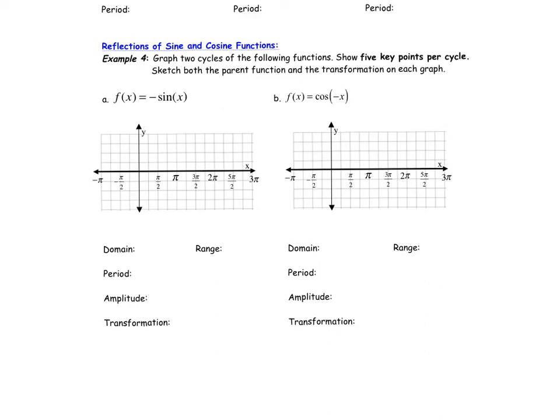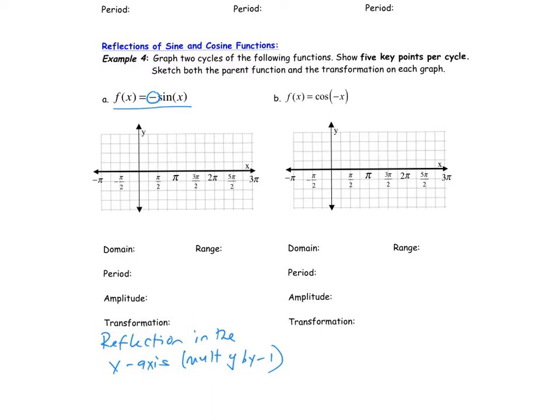In note 6.4, part 3, example 4, we're going to graph reflections of sine and cosine functions. The first graph that we're going to make is f of x equals negative sine x. When we have a negative outside the function, the corresponding transformation is a reflection in the x-axis. This is because that negative 1 on the outside multiplies y values by negative 1.